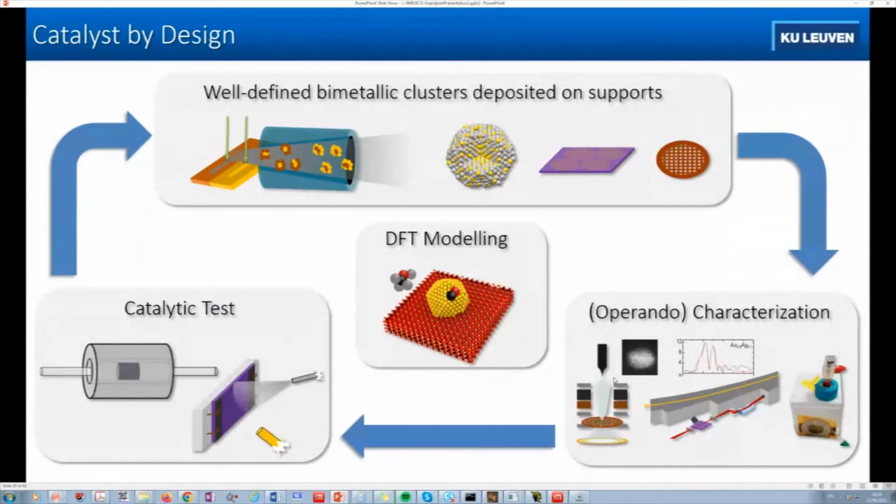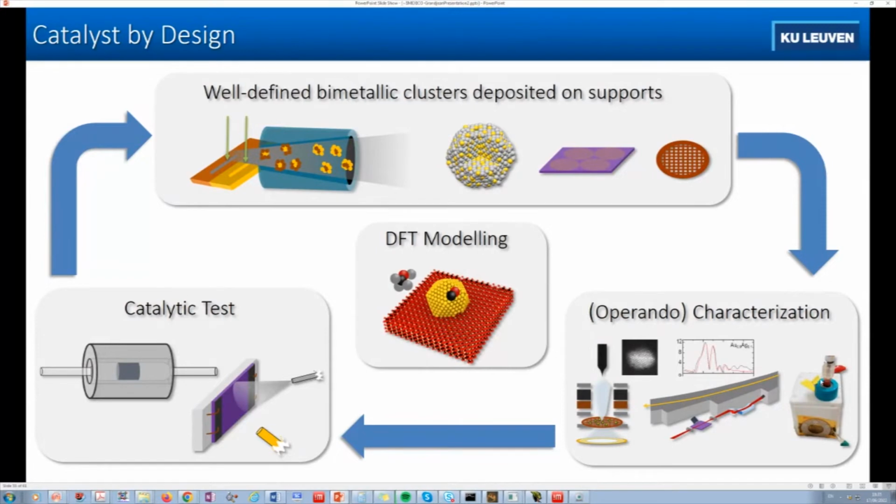So this is, let's say, the idea of how we can design new catalysts. We have these machines that make well-defined bimetallic clusters. We deposit them on, it can be anything. It can be a support, a silicon wafer. It can be a powder. Some companies are depositing onto a powder, so you can make a normal catalyst. Then you have TEM grids. Then the idea is to do operando characterization, so it means during the reaction. That's why the EXAFS is there.